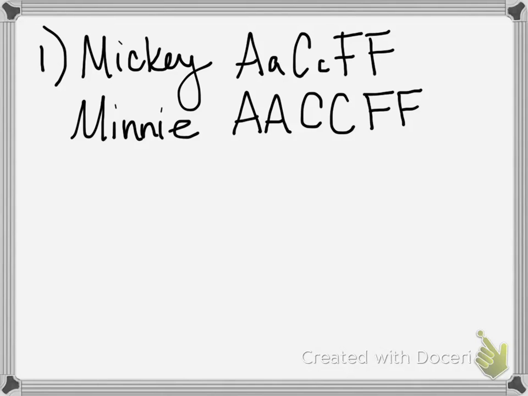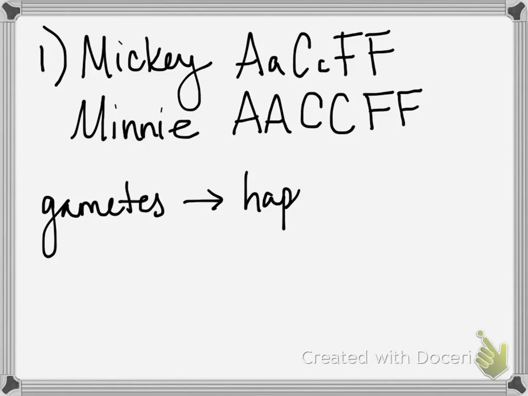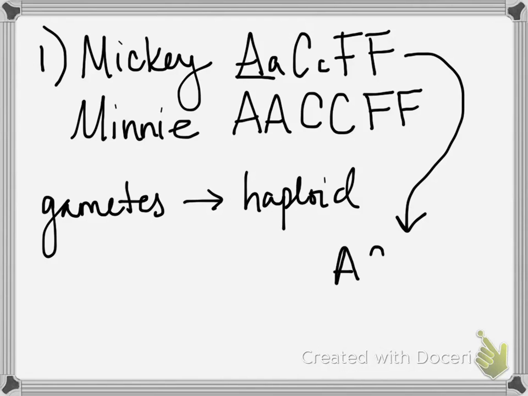The first part of the question asks, list the possible gametes that Mickey and Minnie can produce. Remember that gametes are haploid, and they're the product of meiosis. Each gamete will only get one of the alleles for every gene. For example, Mickey will make a gamete that will get either big A or little a. One possible combination can be big A, big C, big F.